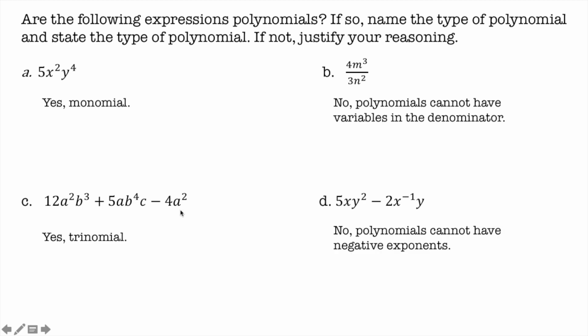And then part D, no, it is not a polynomial because of this negative exponent right here. You immediately stop and say this is not a polynomial because it has a negative exponent.